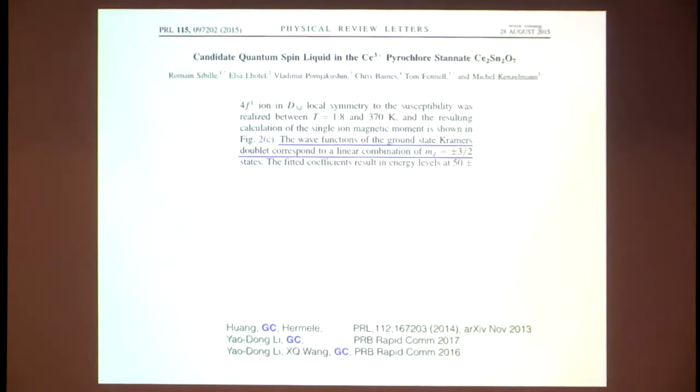So in this work, there's a paragraph. It says, in this material, the cerium 3+ forms a pyrochlore lattice, and the cerium 3+ is a magnetic ion. So it says the wave function of the ground state Kramers doublet. Cerium has a 4f^1 electron. That corresponds to a linear combination of mj equal to ±3/2. mj is the jz quantum number. So ±3/2 state. So what does that mean?